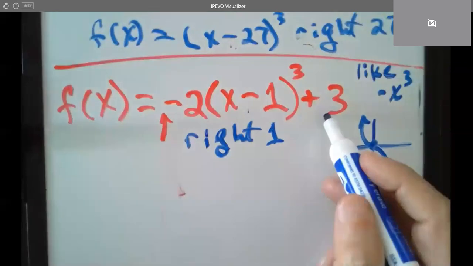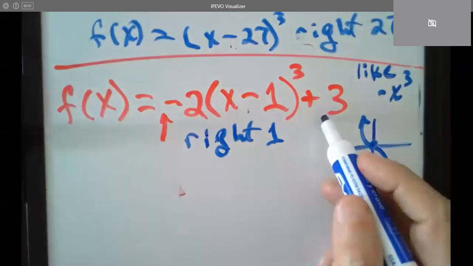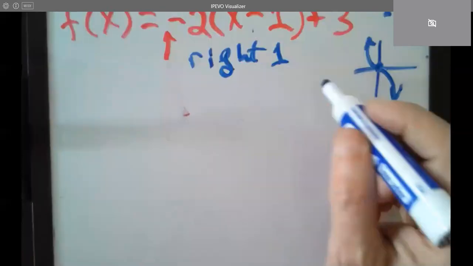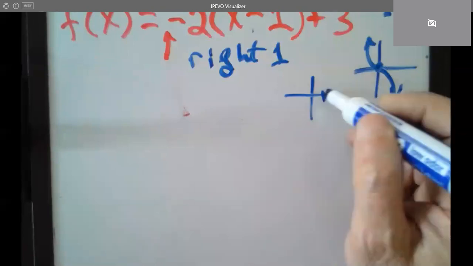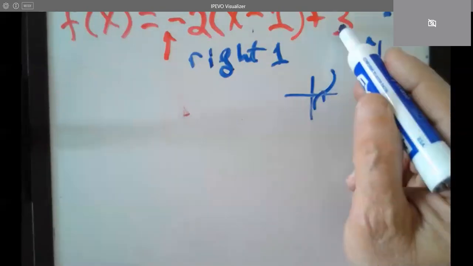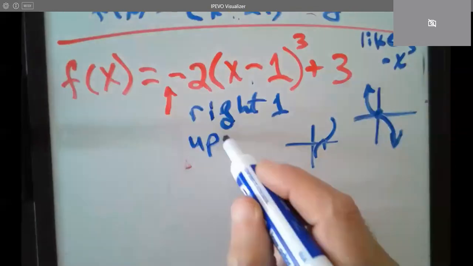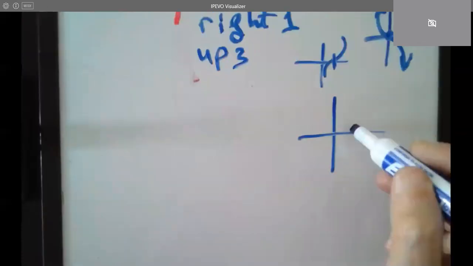And now outside the parentheses, the +3. So this is going to shift right one space. But now this +3 is going to make it do something else, right? Up. Good. Up 3. So it shifted right 1 and up 1, 2, 3. So this, oops, no, it's the other way. This way. So now, right 1, up 3. So it's up here.